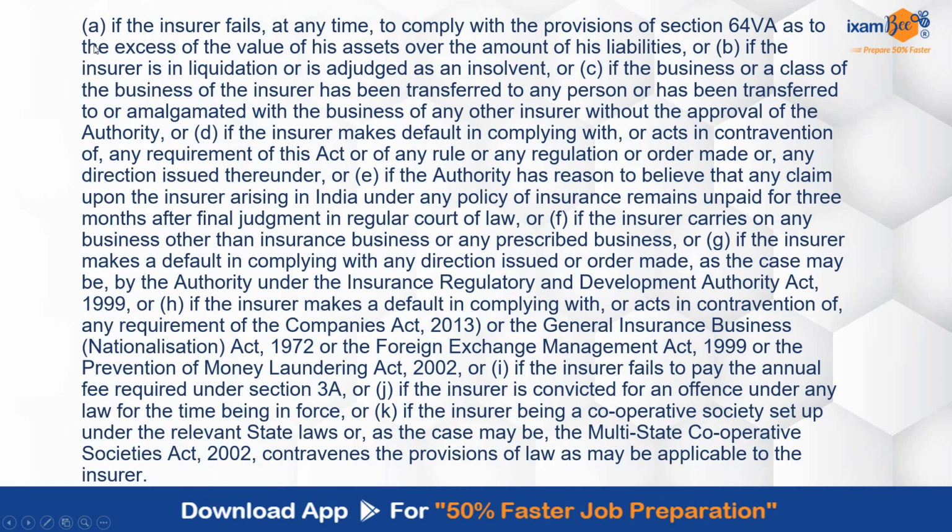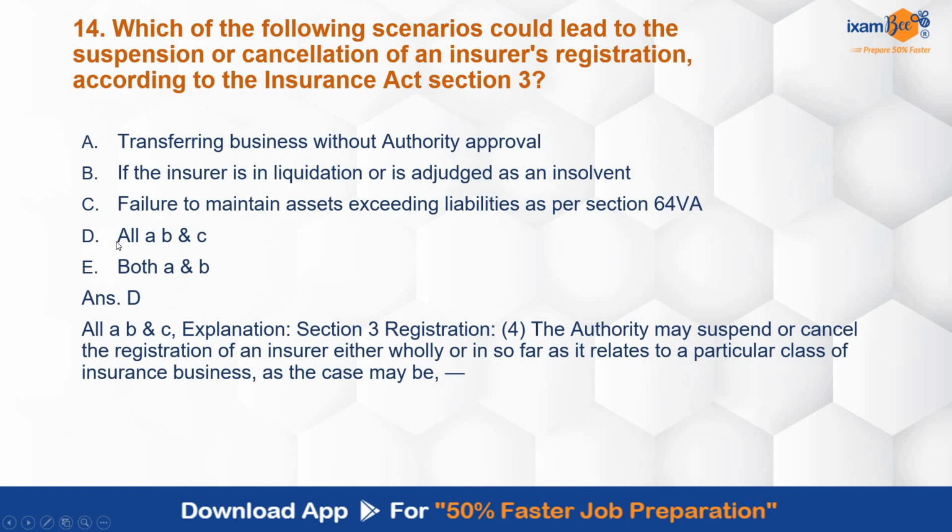Clause 4 talks about it. उसमें आप देखिए A, B, C, D, E ये सारे पॉइंट्स आपको डिटेल में पढ़ने के बाद समझ में आएगा कि करेक्ट आंसर क्या है. सारे ही पॉइंट्स कवर्ड हैं हमारे प्रीवियस क्वेश्चन के ऑप्शंस में. Transferring business without authority approval if insurer is in liquidation or is adjudged as insolvent, failure to maintain assets exceeding liabilities as per section 64VA.